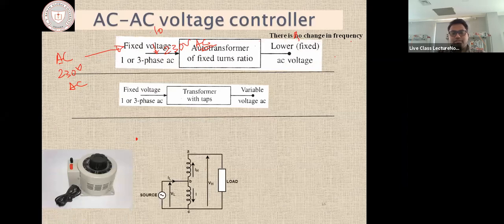Going to the earlier versions, not the recent one: an AC to AC voltage controller, when the triac was not present, what was present? This huge auto transformer. I hope everyone has seen it. Has everyone seen this in the college? This needs to be rotated either clockwise or anti-clockwise.